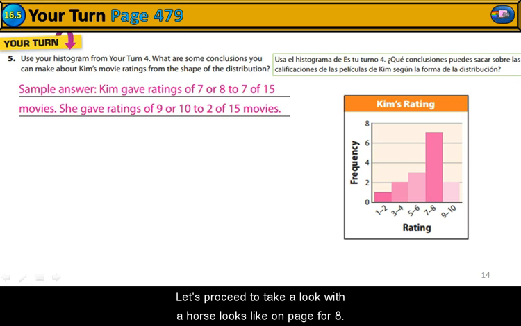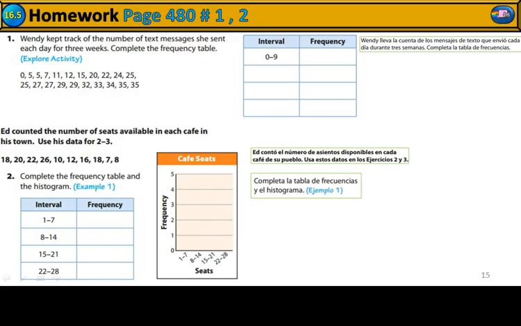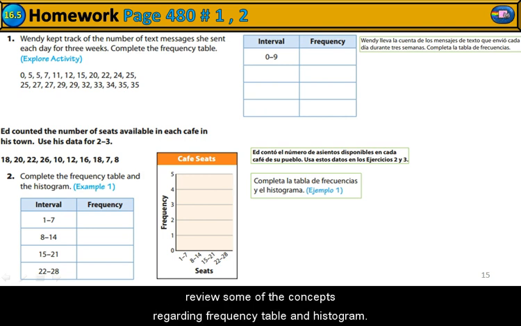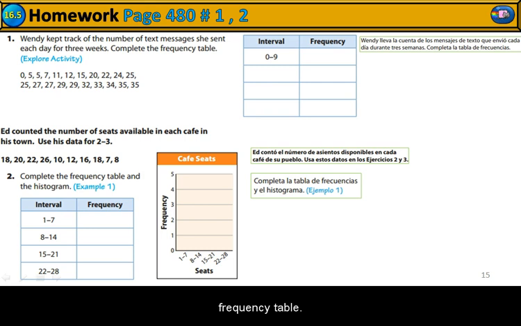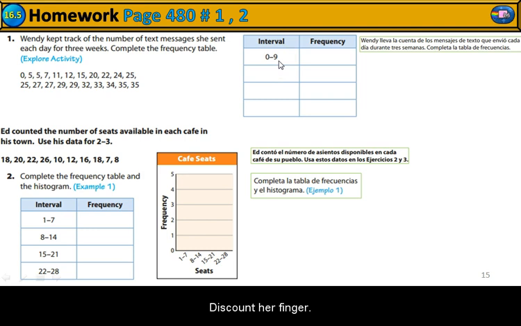Let's proceed to take a look at what the homework looks like on page 480. Questions 1 and 2. Remember, you can rewind the video at any point to review some of the concepts regarding frequency tables and histograms. For question 1, we want to take these values and create a frequency table. Remember, the intervals in the frequency table must be the exact amount. How many numbers do you think are between 0 and 9? Let's count on our fingers.